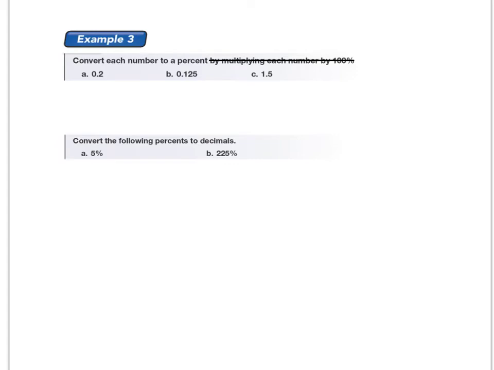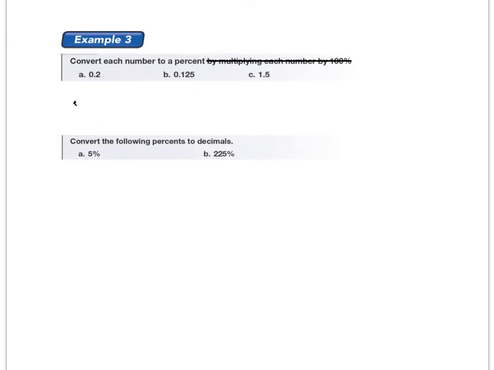Okay, on example 3 it says to convert each number to a percent, and I crossed out the "by multiplying each number by 100." Here's what we're going to do to convert 2 tenths into a percentage. All we do to convert a decimal into a percent is move the decimal to the right twice. So I go 1, 2, which would put the decimal at the end of the number. I had to fill in this with a 0, so that's going to be 20%. When I move that decimal over to the right twice, it's kind of like putting a percent sign right after that there. So A is 20%.